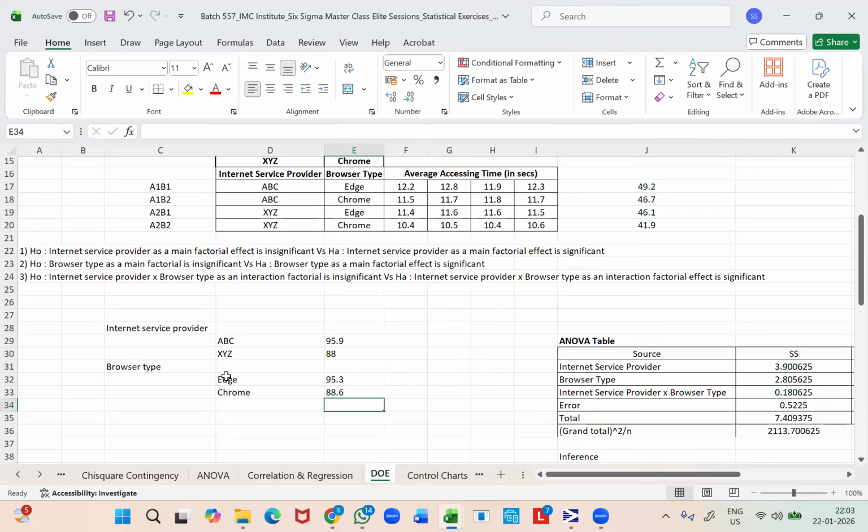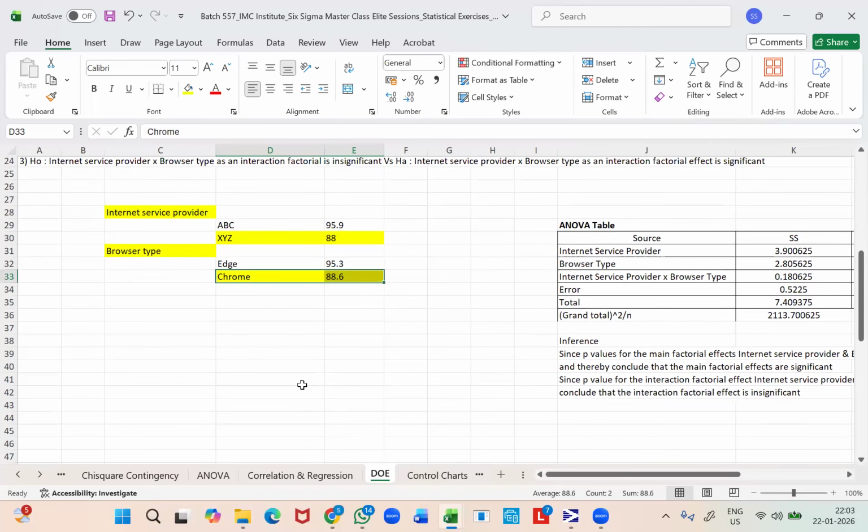Obviously, you're talking about time taken to access a website. So whichever has a lesser time, right? So that would be preferred. So for internet service provider, we will choose XYZ, right? Similarly, for browser type, we will choose Chrome.